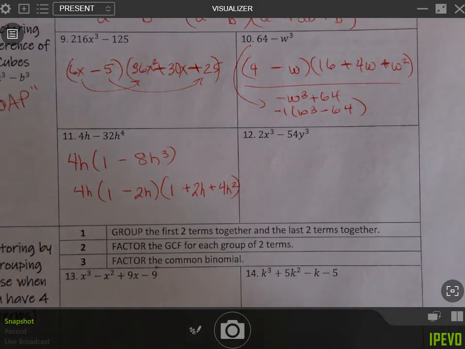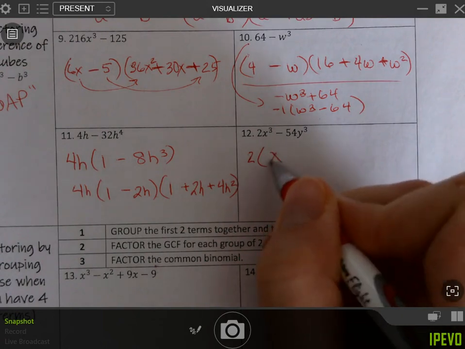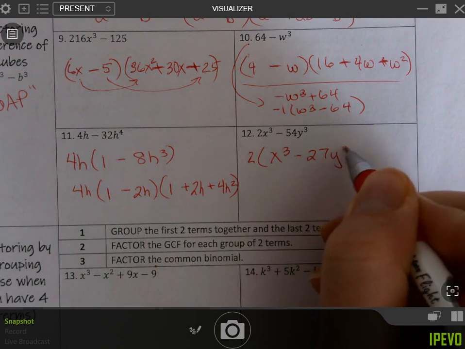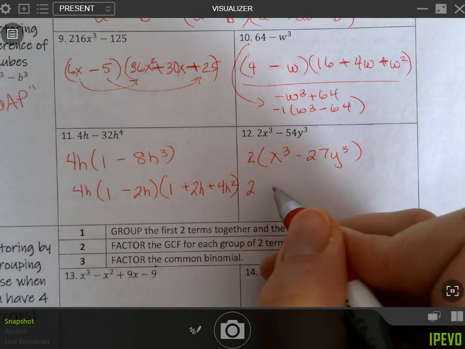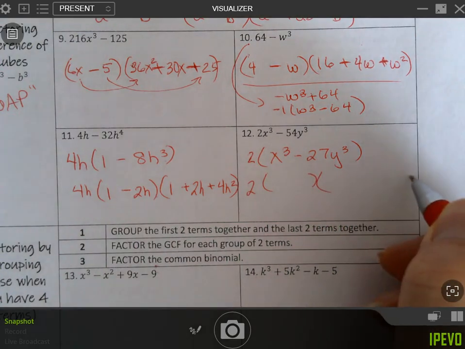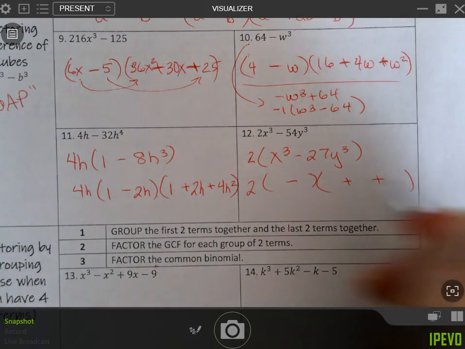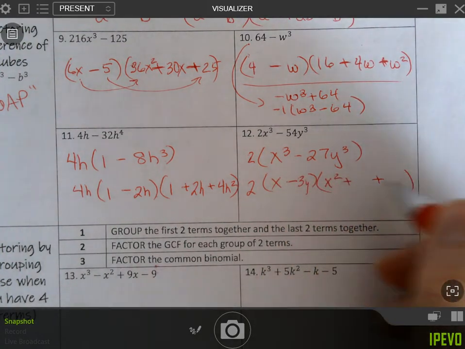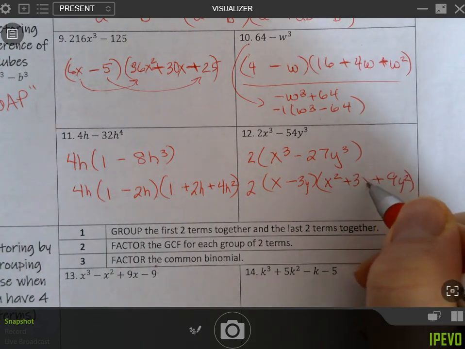Okay, number 12, I'm taking out a 2, and that is it. So I'm left with x to the third minus 27y to the third. Okay, then I am breaking it down. So same, opposite, always positive. Cube root, square it, and the number, and the middle is the product of the roots.